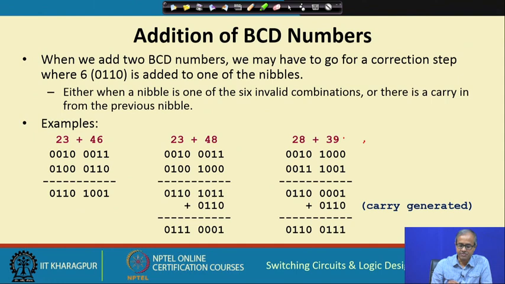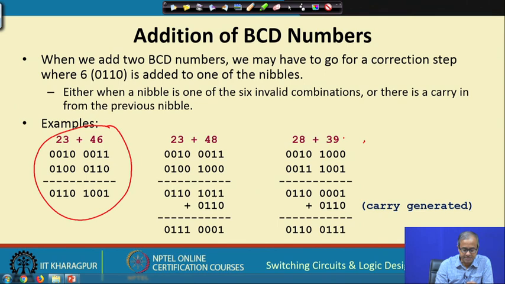Fine. So, here there are 3 examples which are worked out. Let us look at the first example here. We are adding 23 and 46. You see 23 we have coded in BCD like this, 2 is 0010 and 3 is 0011. 46 we have coded like this, 4 is 0100, 6 is 0110.